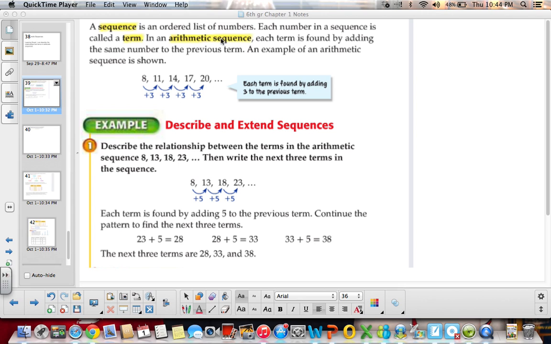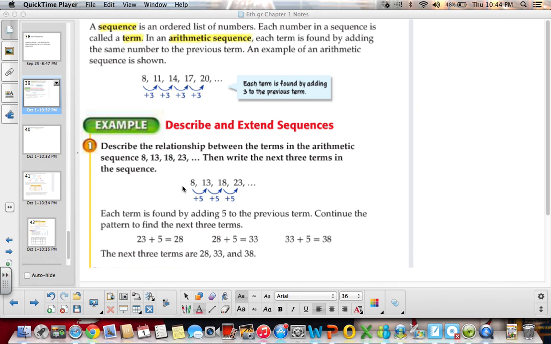An arithmetic sequence, each term is found by adding the same number to the previous term. So there's different types of sequences that we'll be talking about. Arithmetic, we need to remember, is adding. So you can see, if you look at 8, 11, 14, 17, 20, we can see that we're adding a 3 every single time to get our next number. So each term is found by adding 3 to the previous term.